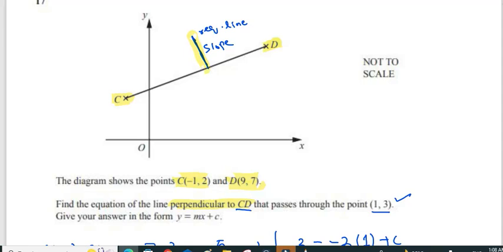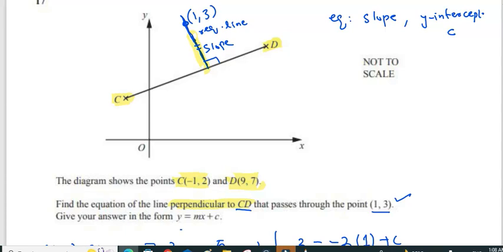Why? Because this is the line which is perpendicular to CD, right? This line, the required line, is also passing through my point, which is (1, 3). Are you getting my point? So this is the basic thing which you need to keep in your mind. For finding the equation of this line, I have to find out two things: the value of the slope and the value of the y-intercept, that is the value of c.